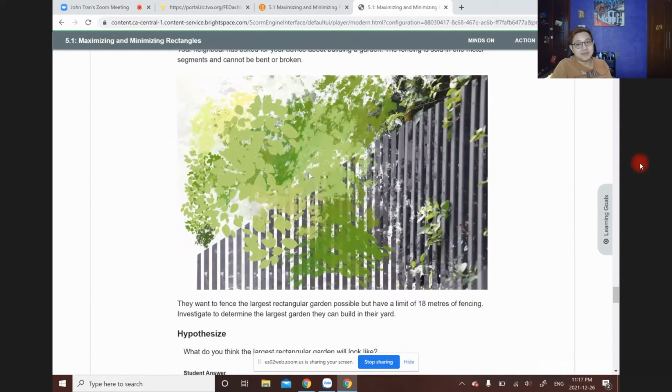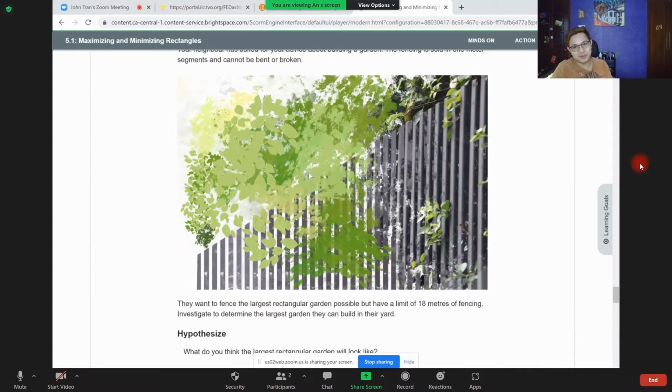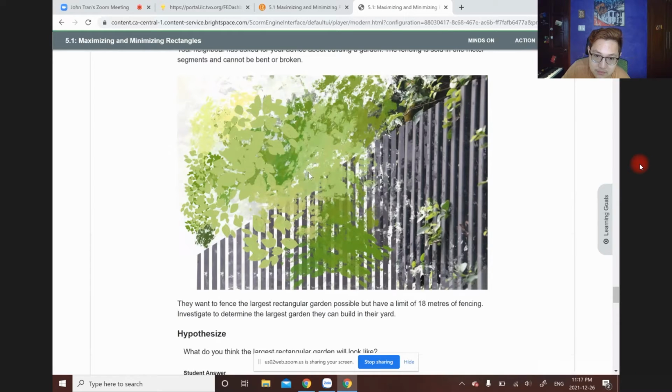So basically, it's just 1 meter segments. It cannot be bent or broken, which means you cannot have 1.5 or 1.6 or something like that. It has to be a whole number. They want to fence the largest rectangular garden possible, but have a limit of 18 meters of fencing. So that is the perimeter.